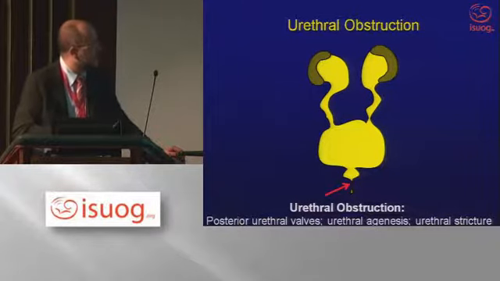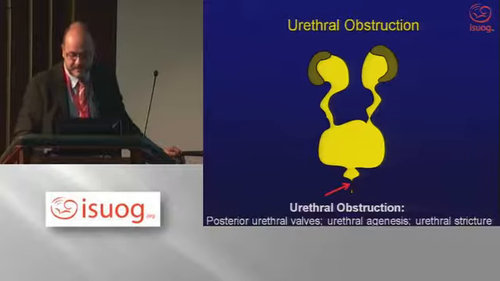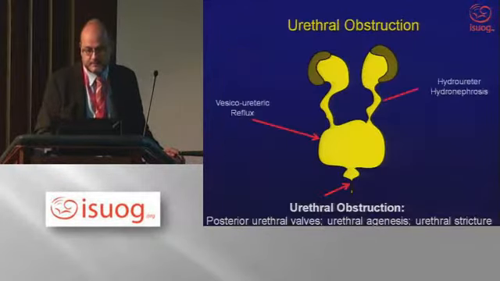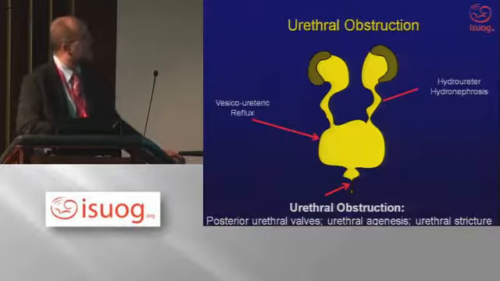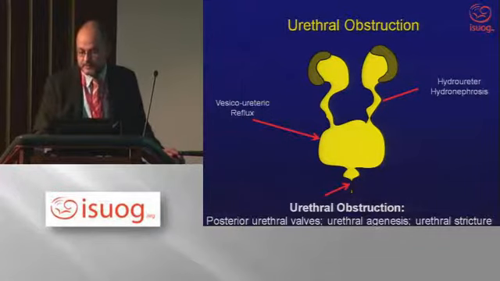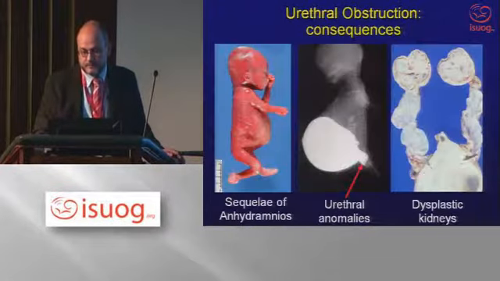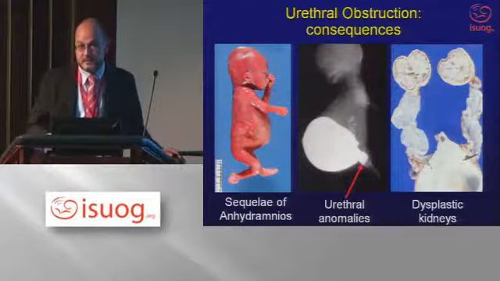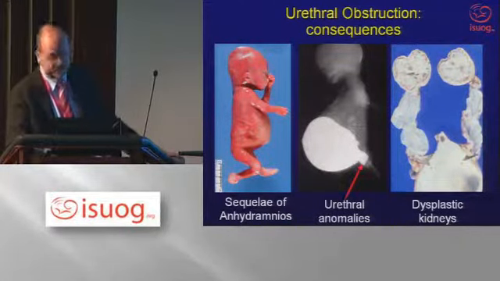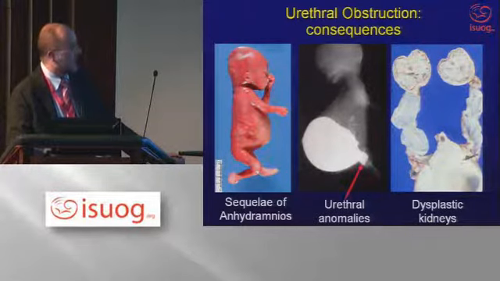So, once more, urethral obstruction there due to posterior urethral valves, urethral agenesis or strictures, and you get vesicoureteric reflux, urine going up, you get hydroureter and hydronephrosis. And the consequences of urethral obstruction are really the sequelae of anhydramnios.